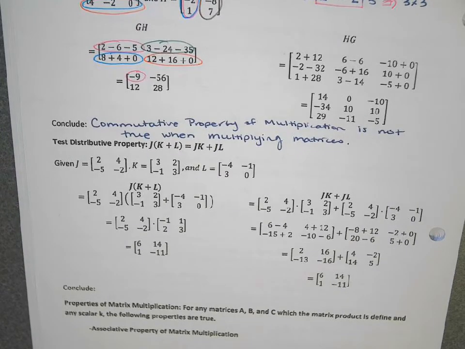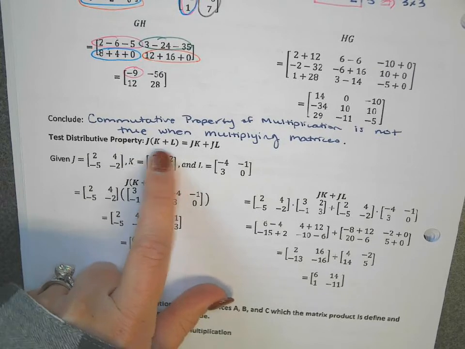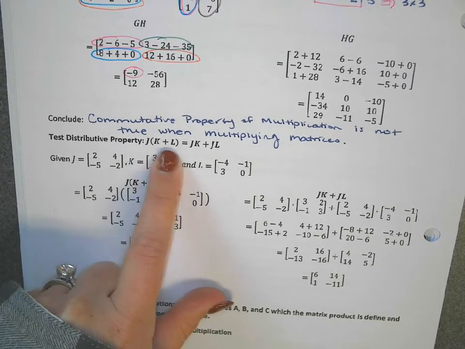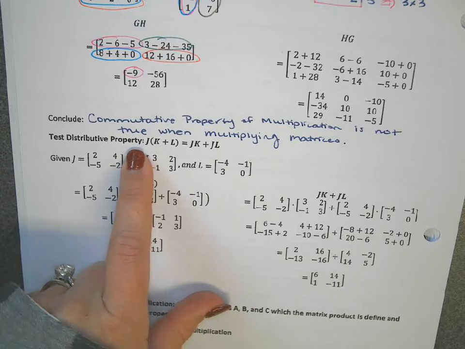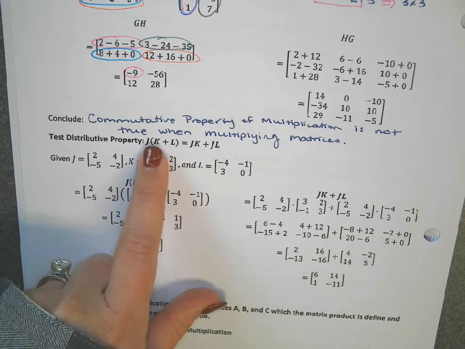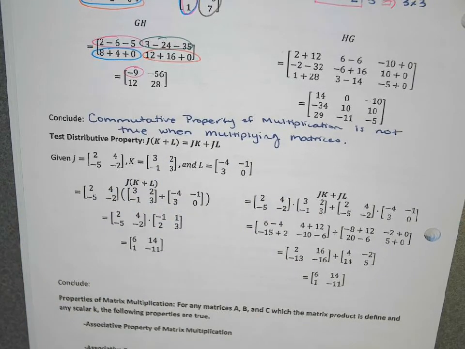The distributive property, okay? If you have a matrix multiplied by two matrices added together, just like PEMDAS, we would first have to add these together and then multiply by J. J is obviously in front of this sum. You could also distribute J through, and that's what we're going to test. Is it the same thing?